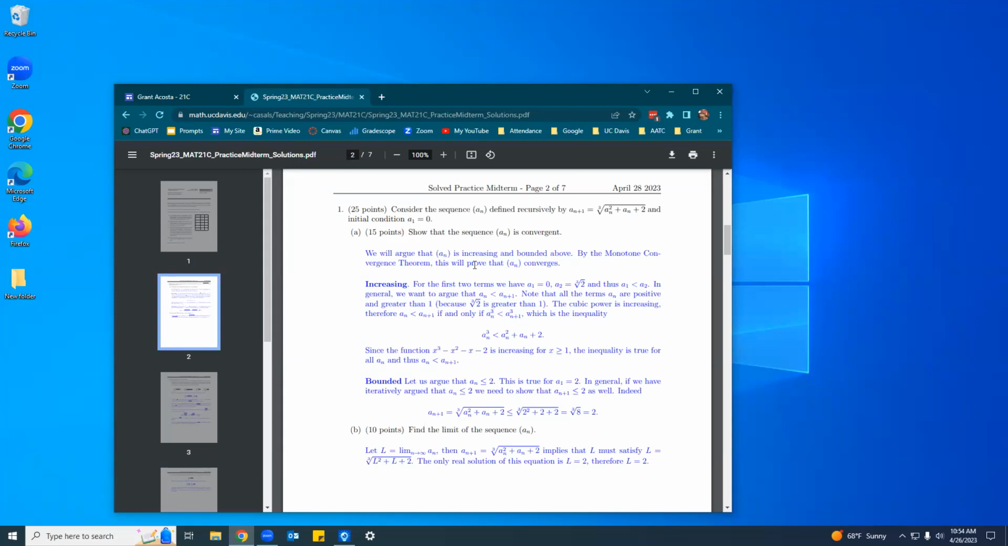I can't believe I forgot to start the Zoom, oh well.